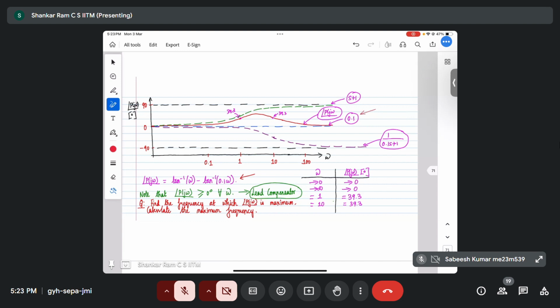Yes, please. Sorry to interrupt here because we were trying to unmute, but it was not working. Can you slightly go up?